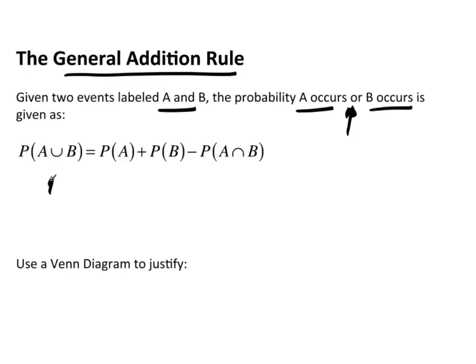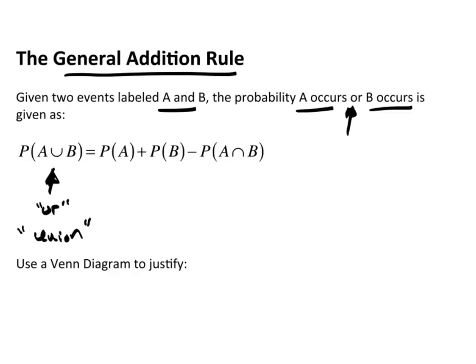This is an or. This little symbol right there means or. That's the union, if you remember from algebra. The probability of A or B is equal to the probability of A plus the probability of B minus the probability of A and B.